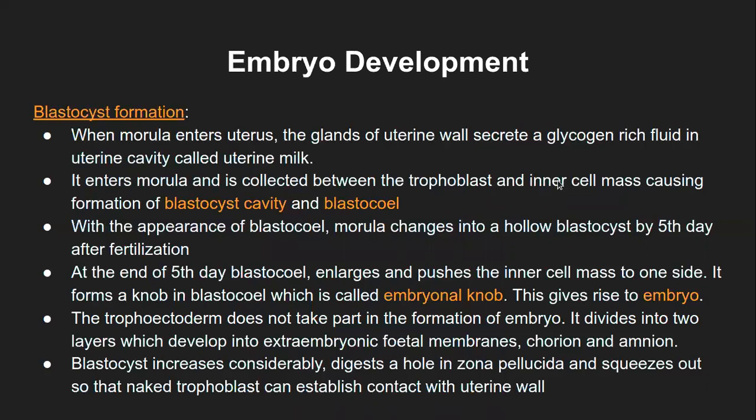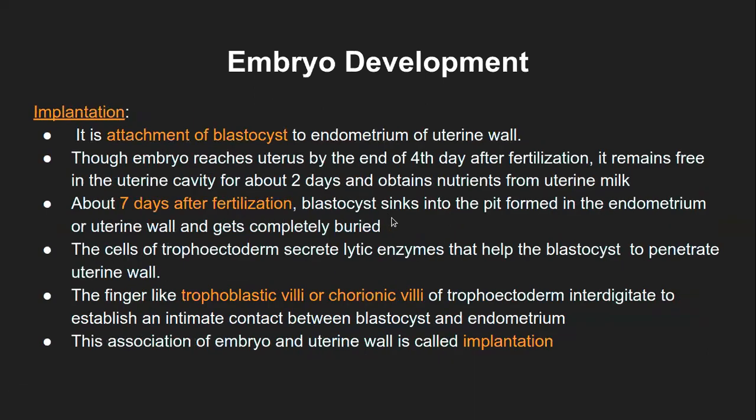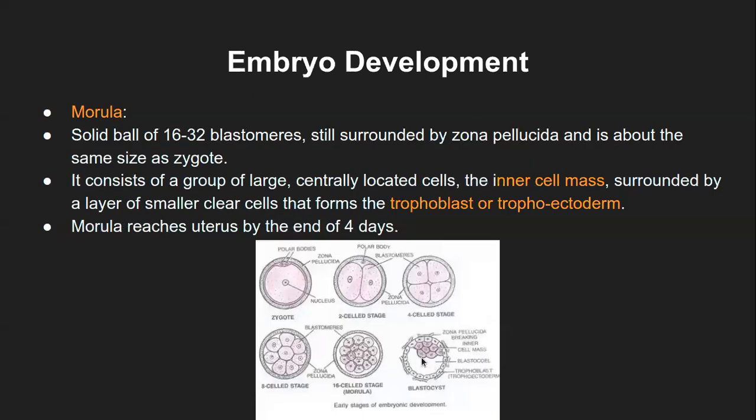And between the trophoblast and the inner cell mass, there is a cavity which is empty, causing the formation of the blastocyst cavity, or blastocele. So that is the blastocyst cavity or blastocele. This cavity is formed due to the entry of the uterine milk.